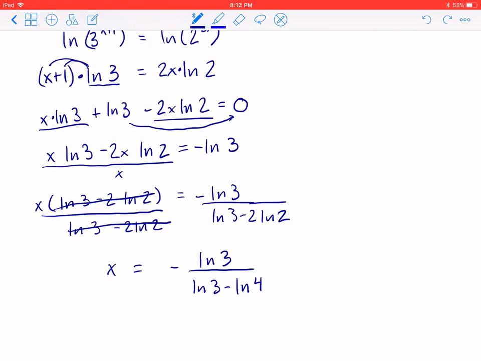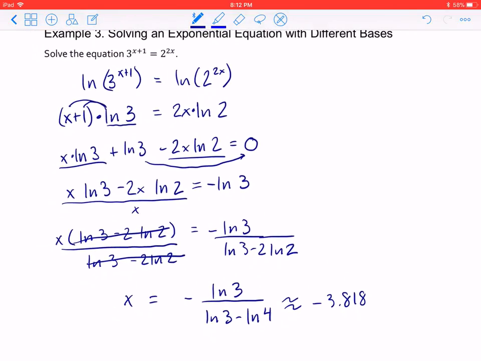And this, you could go ahead and type into a calculator, which would be approximately equal to negative 3.818. So here's an example where I just use the properties of logarithms to solve for x.